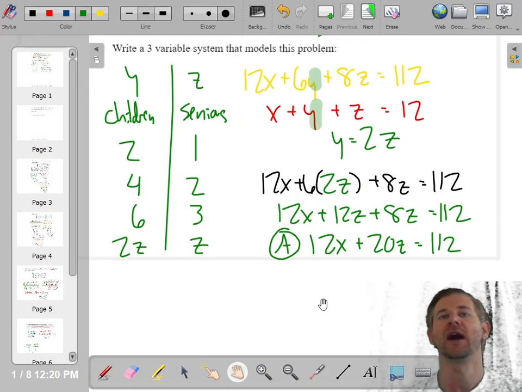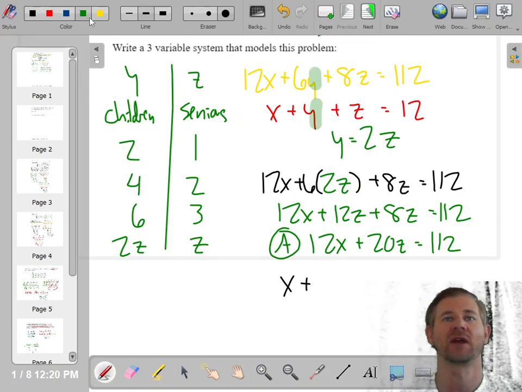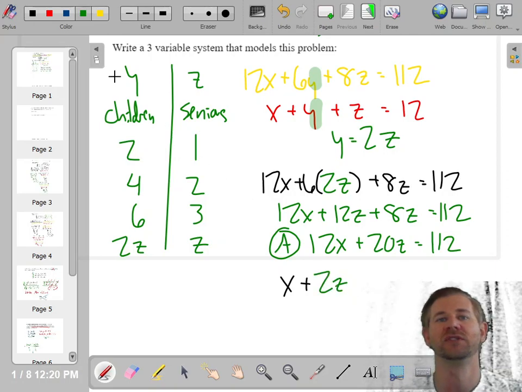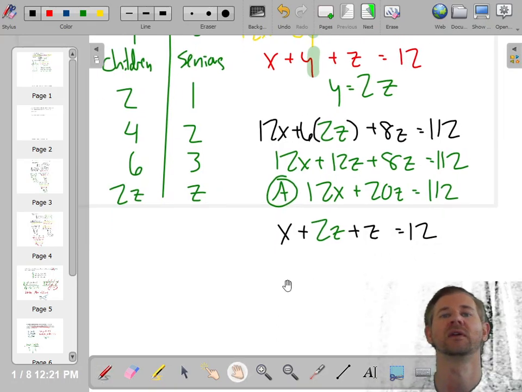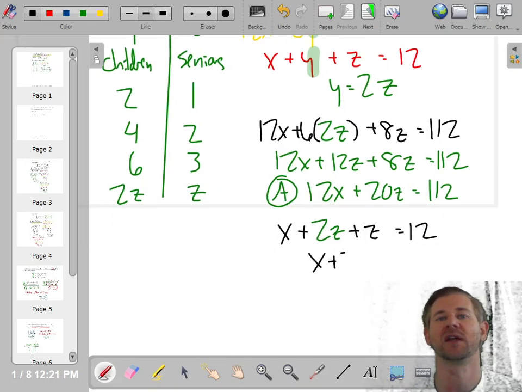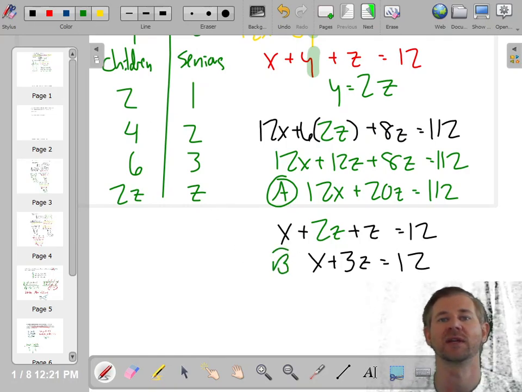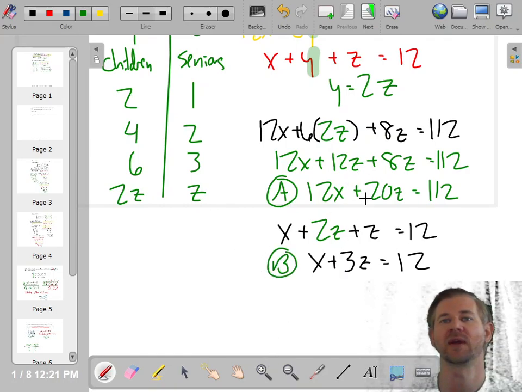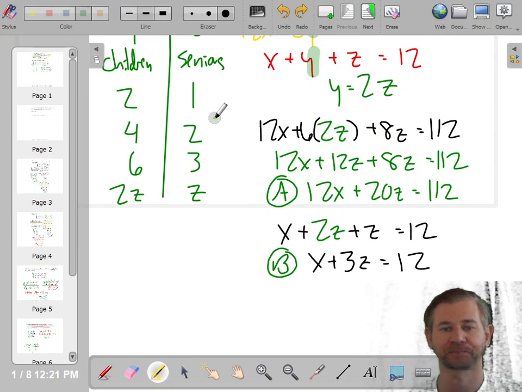That was line 1. I'm going to do the same thing for line 2. X plus, but I'm not going to write Y. I'm going to put 2z plus z equals 12. And then that's x plus 3z equals 12. That is my B equation. So notice how I have these two equations. I can condense them. They only have x's and z's. So I just need to solve a two-variable system now.